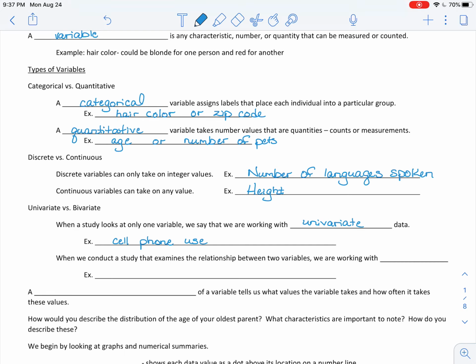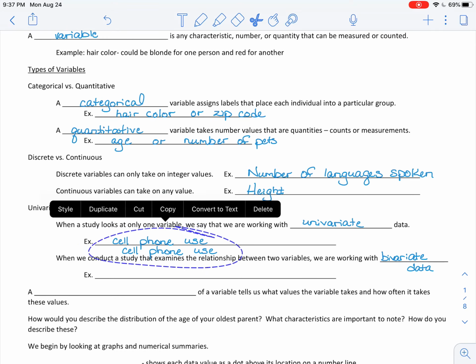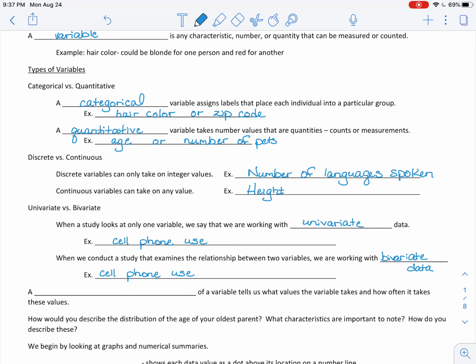But it would also be quantitative because I would be measuring the amount of screen time you'd have. If you instead conducted a study that had two variables and we're looking for the relationship between them, that would be working with bivariate data, like bicycle, bivariate, so two types of data. So if I still took the cell phone use and collected that from you, but I also asked your age, maybe I'm interested in how cell phone use changes with age. So then I'm looking at bivariate data and looking at that relationship.